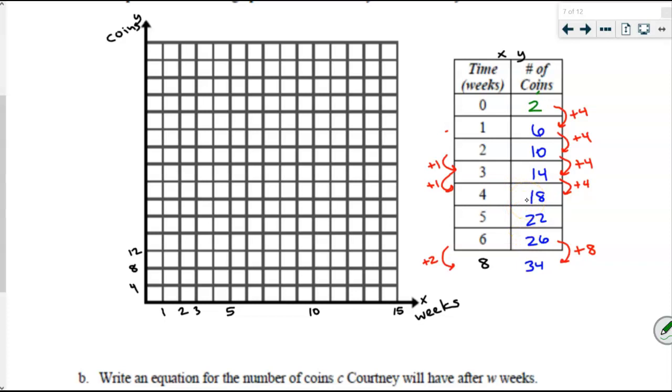So let's start looking at, if I count by 4s, what's that going to do? Over 0 and up 2. Is that going to be a crosshair point? No. Over 1 and up 6. That's going to be partway between the 4 and the 8. Is that a crosshair point? No. So can we make it work?